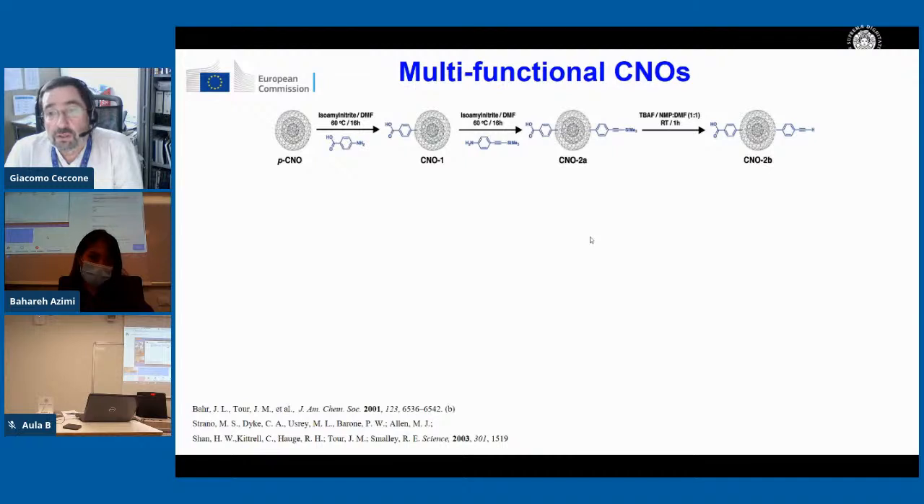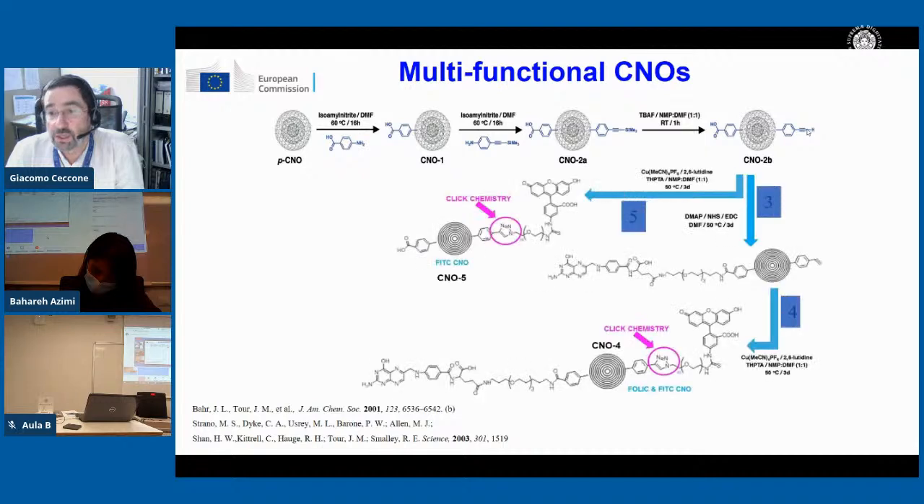So how are the carbon nano-onions made and functionalized? I don't have time to go into detail, but these are the different steps to functionalize the carbon nano-onions in order to be ready to accept, from this side the folic acid, and from the right side the fluorescein, together with the PEG chain spacer. And these are the other steps that you have to do in order to functionalize this material and to end up with something which comprises all these complex functionalities.